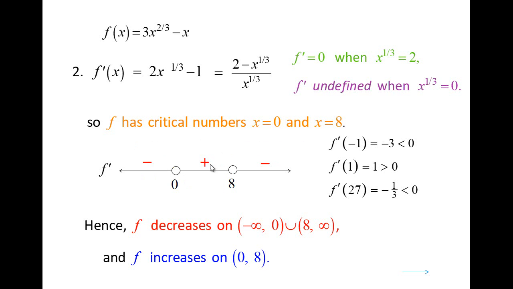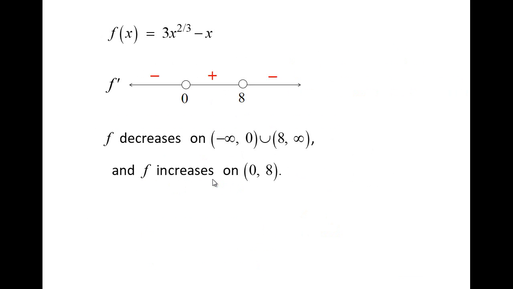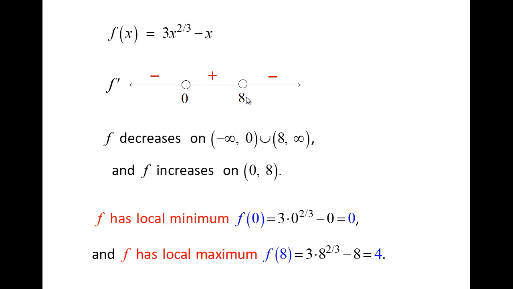And then at the point 8, on the left of 8, the function is increasing. On the right of 8, the function is decreasing. So if it is increasing and then decreasing, then we have a local max at 8. So f has a local minimum at 0, and the minimum value would be f of 0, and f of 0 is 0. f has a local max at 8, and f of 8 would be 12 minus 8, which is 4. So this would be f of 8.